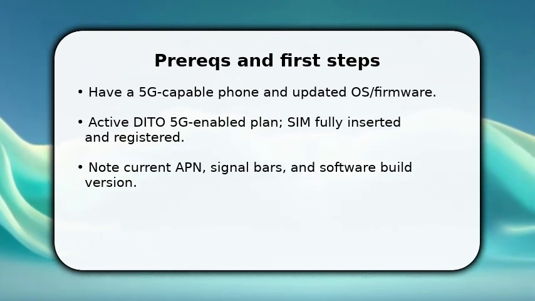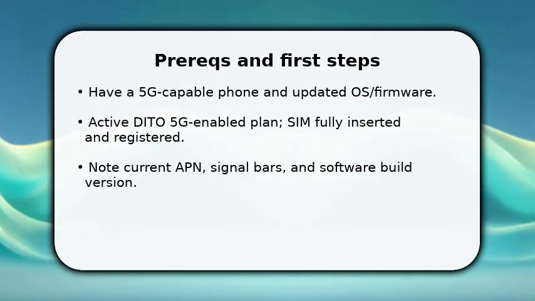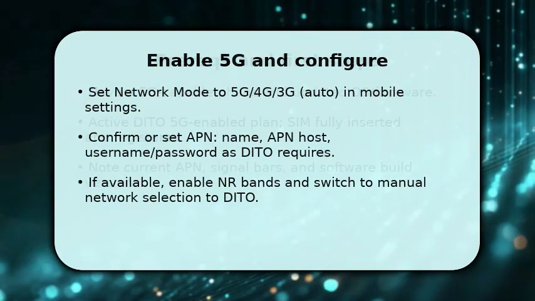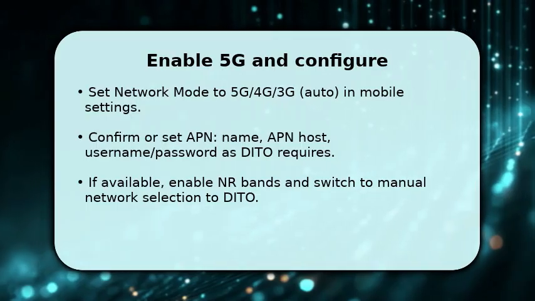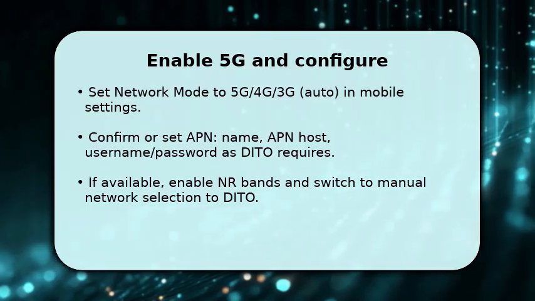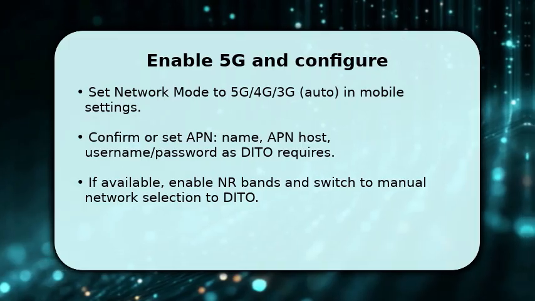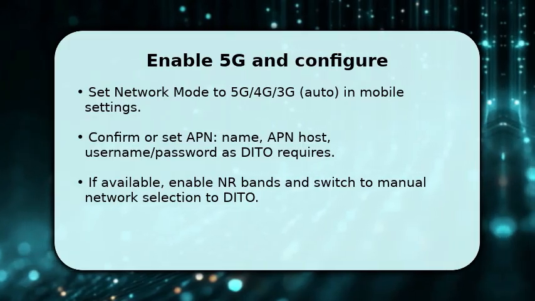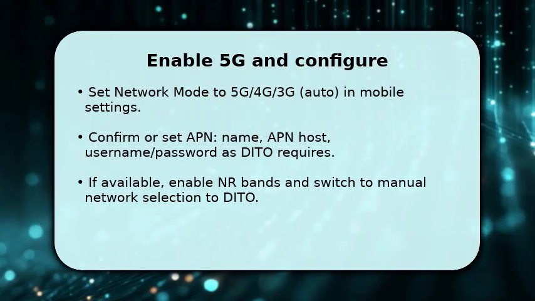Now you adjust settings. Open mobile network and pick 5G/4G/3G auto so your phone can use 5G when available. This ensures seamless fallback. Next, inspect APN entries and update to DITO recommended values if missing.